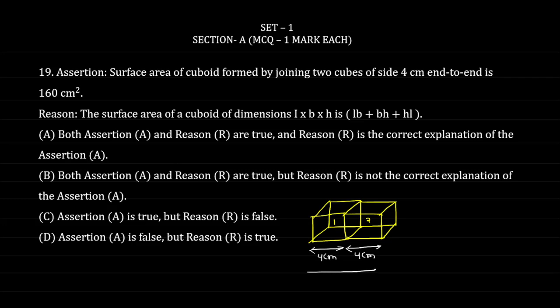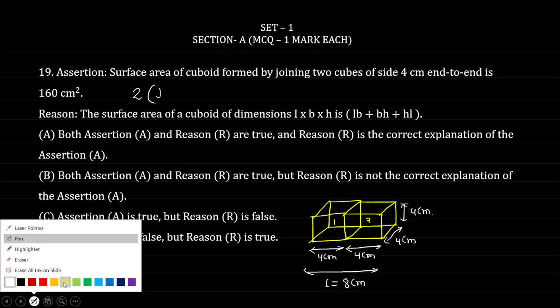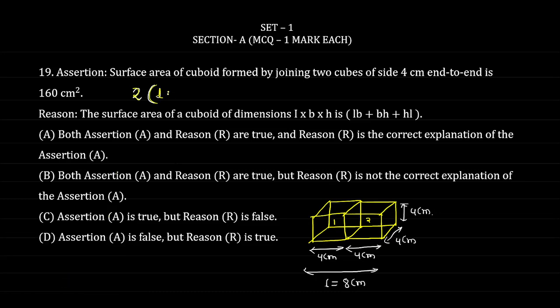Now see, this is the cuboidal shape that I will get after joining them end to end. So the length will be equal to 8 centimeters. The breadth is still the same, that is 4 centimeters. And the height is also the same, that is 4 centimeters, right? Now we have to calculate the surface area here. So what is the formula for the surface area? It is 2 times (L into B plus B into H plus L into H), centimeter square. Let's calculate here: 2 into L value is 8 and B value is 4.